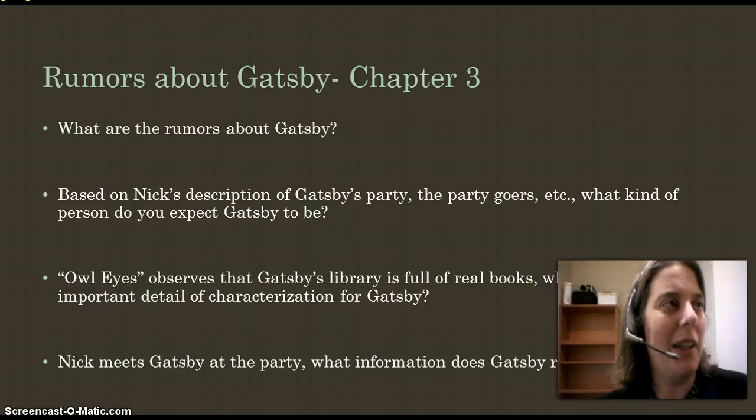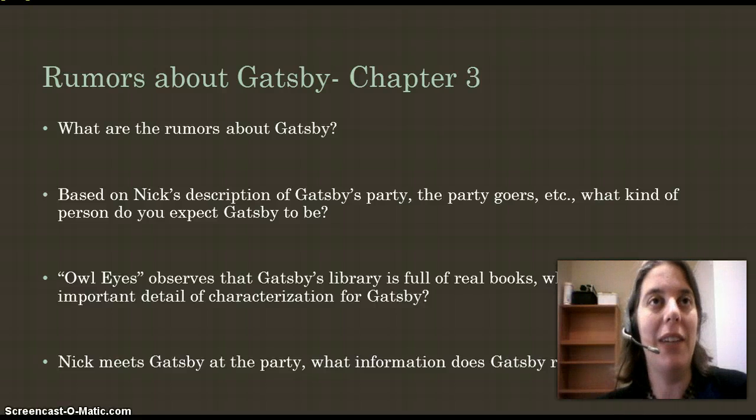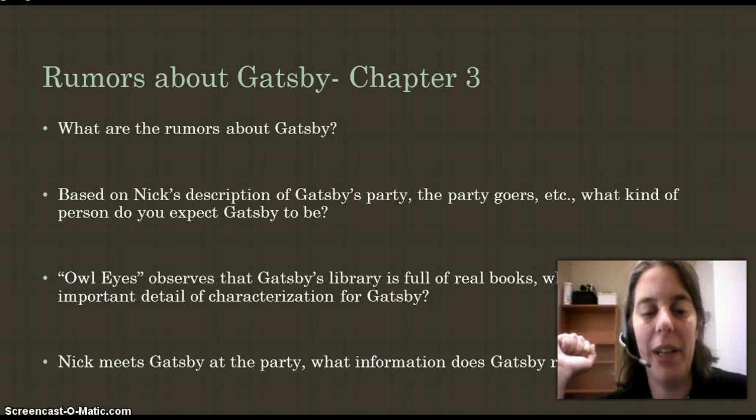The books would just look like the spines of the books, but there wouldn't be a book behind it. So Owl Eyes sees that every book is actually real, which would have been an ostentatious, amazing show of wealth for someone to be able to fill their library with all real books. So that little indirect characterization for Gatsby is just showing his immense wealth.